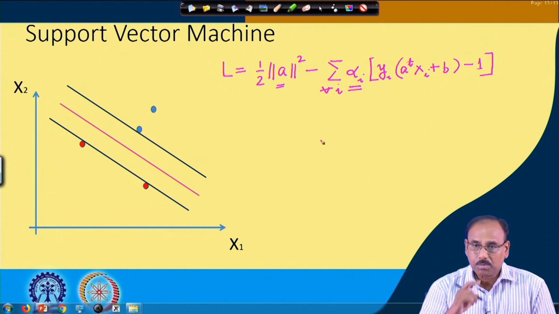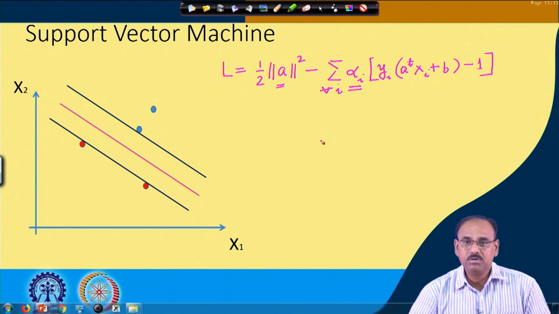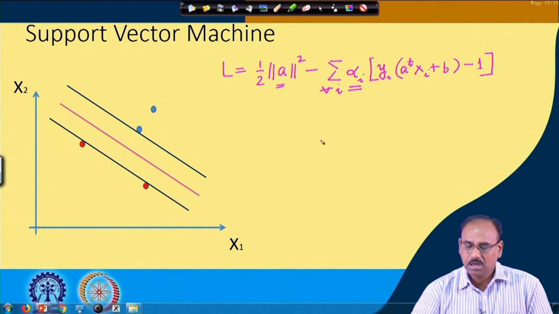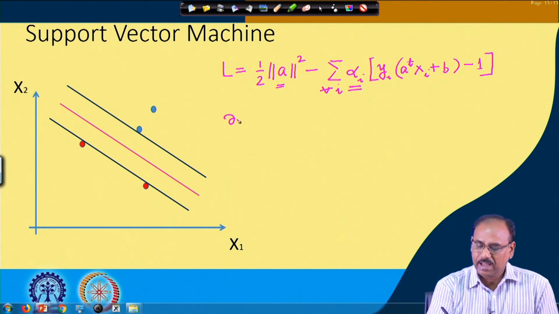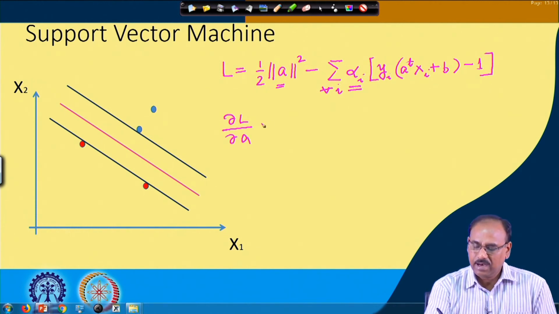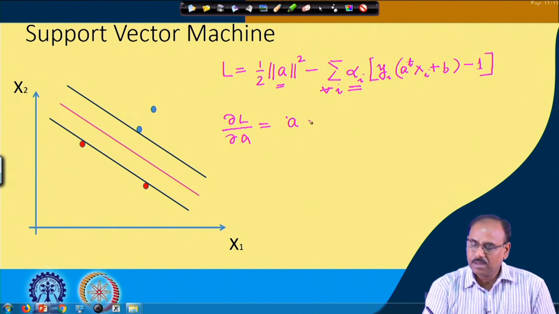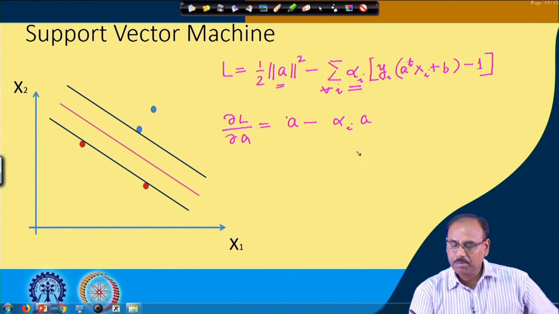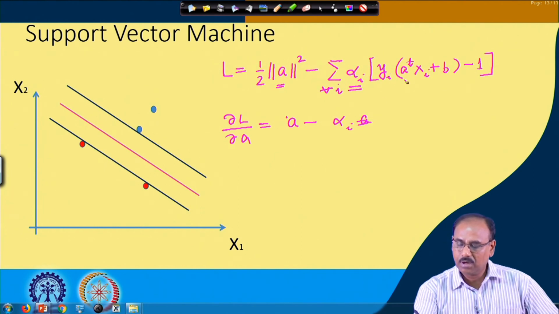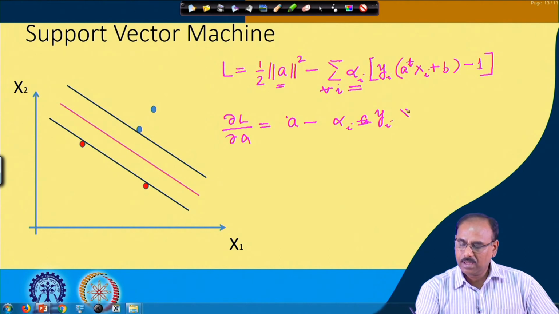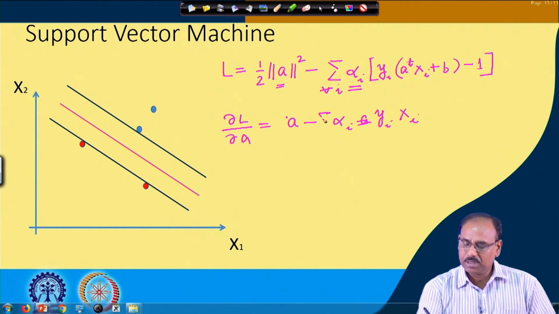So, first, for this optimization problem, as you know, we have to make use of the differential operators. So, first let us try to differentiate L with respect to A, and if I do that, it simply becomes A minus the sum of alpha I y I x I over all I.